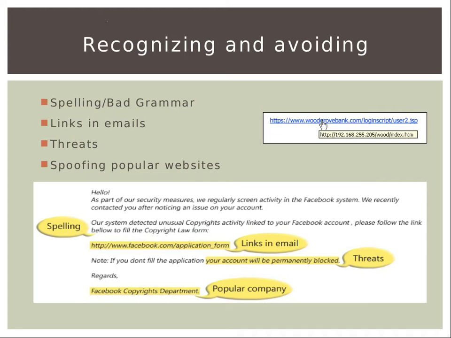So some ways to recognize and avoid being part of a phishing scam is by paying attention to how they may word things. You may notice spelling or bad grammar, and here in this example you can see they say, please follow the link below. Also, links in emails: generally, if it's a legitimate company, they won't put a direct link to their website in an email you get from them. They will tell you to go to their website, but they will not have the link.